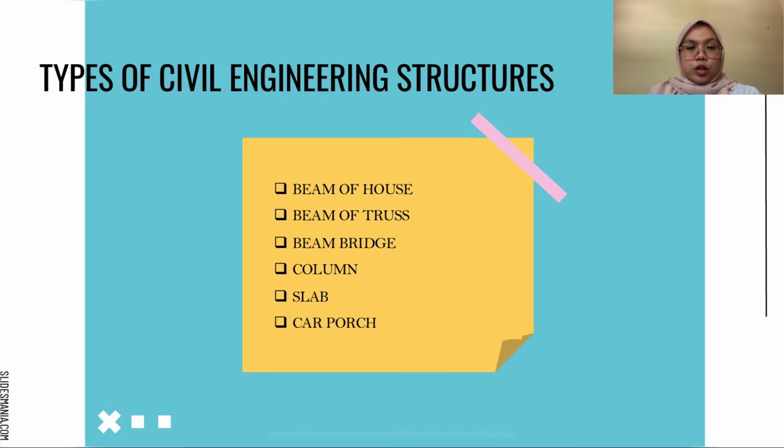There are 6 types of civil engineering structure that we have discussed, which is beam of house, truss, beam bridge, column, slab and car porch.